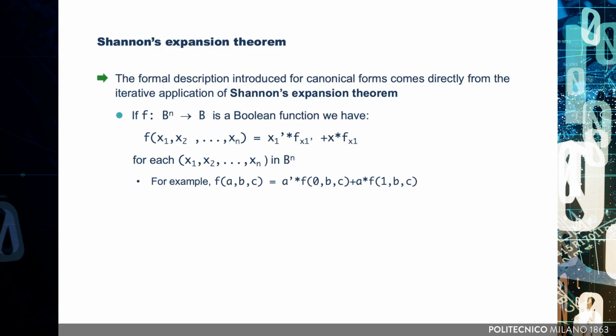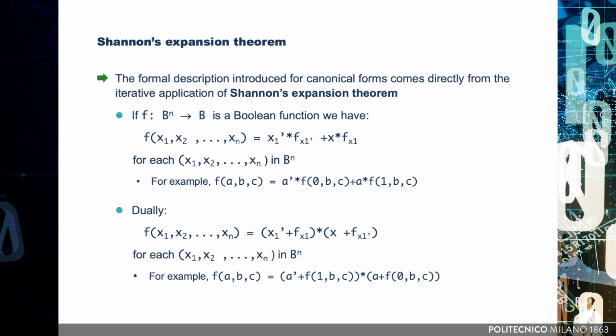As an example, we can rewrite a function f of a, b, c as not a and f, where a is always 0, or a and f, where a is always 1. Shannon's expansion theorem, now shown for sum of products forms, can also be duly applied for product of sums forms. The function f can be rewritten with respect to x1 in terms of not x1 or f, where x1 is always 1, multiplied by x1 or f, where x1 is always 0.